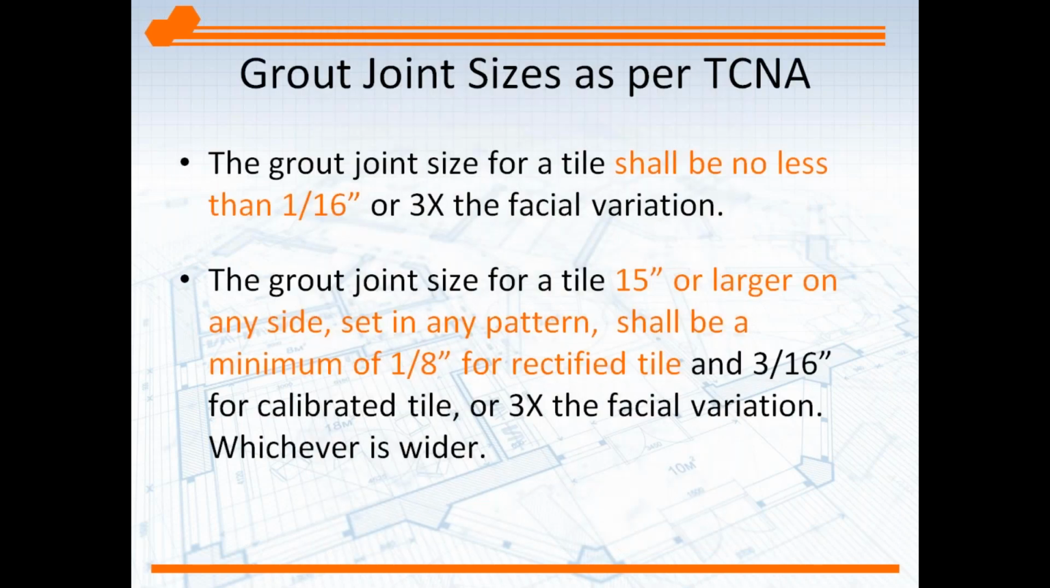Speaking of joints, we'll talk about the grout joints here. So what is the difference between a grout joint in a traditional installation and a large format? Well, in a traditional installation, you can go down to 1/16 of an inch, or 3 times the facial variance of the tile, right? The facial variation on the tile used to be on the box. It's not on there so much, so the 1/16 of an inch kind of kicks in there.